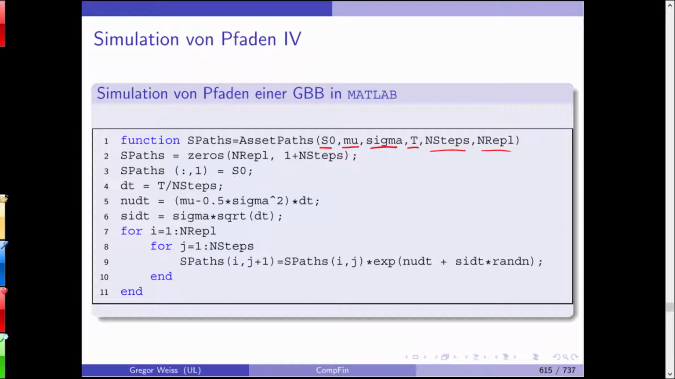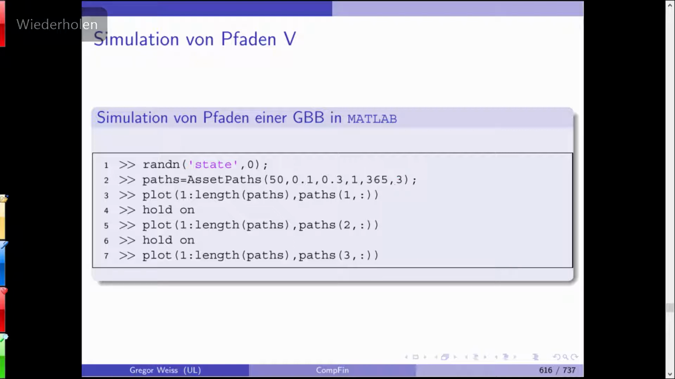And then the first point is S_0, dt is T over n steps, nu dt, sigma dt, we can calculate this here, and then you can see S_t is S_{t-1} times the exponential function of nu dt plus sigma dt times randn, and randn is in MATLAB what is rnorm in R. It gives you a random number from the normal distribution. That is why it's a random number from a normal distribution, randn.